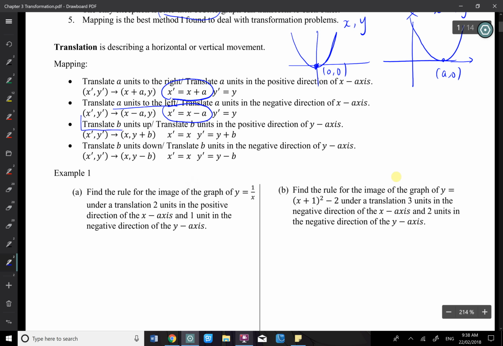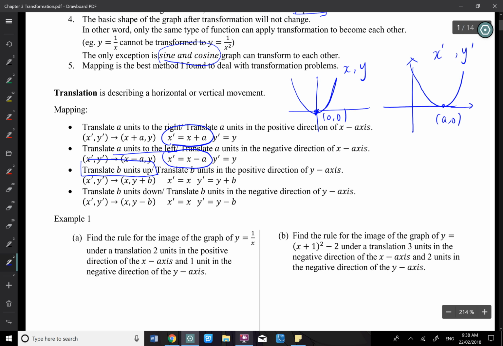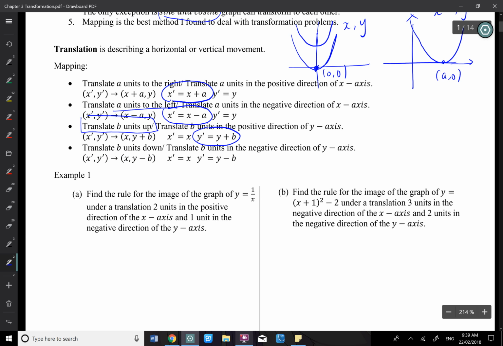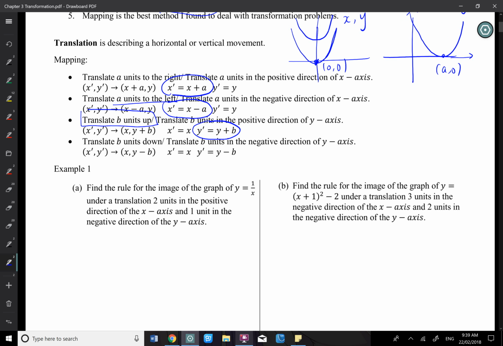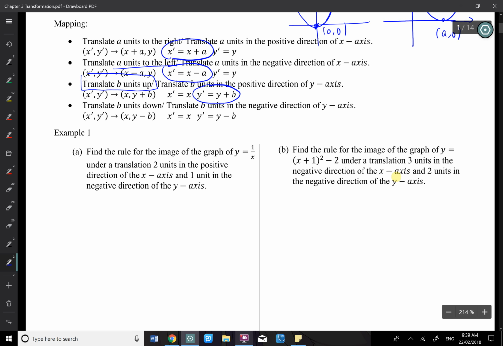So if you translate b units up, you will have the same x value but a different y value. So the new y value will equal the old y value plus b. Same idea. If you translate b units down, you will have y dash equals y minus b. So that's what you should write at the beginning.